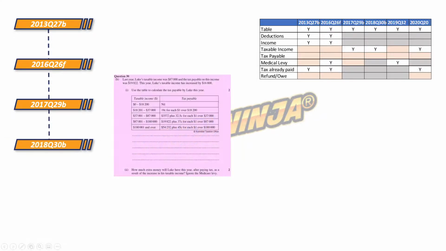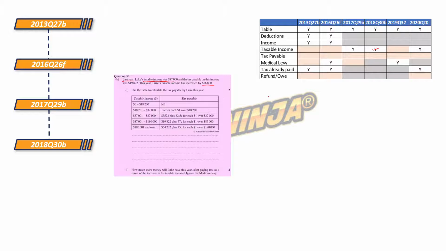Let's move on. So question 2018, question 30. Here you have Luke's taxable income, 87,000. So you have been given the taxable income here. Sorry, this was last year's taxable income, and what you're told is that this income has increased by 16,800.